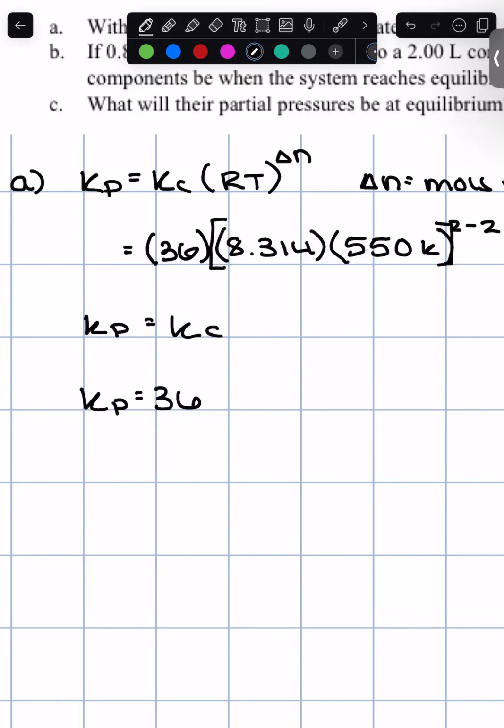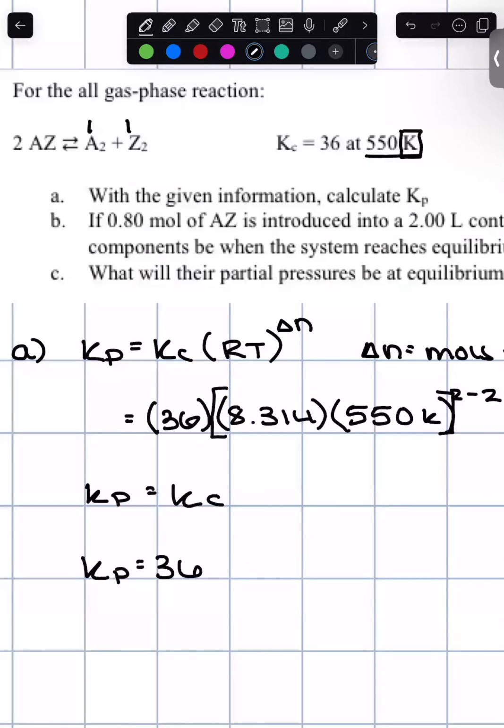Questions we have there? So Kc and Kp are equal? In this case, they are equal because the moles of reactant and the moles of product are the same.